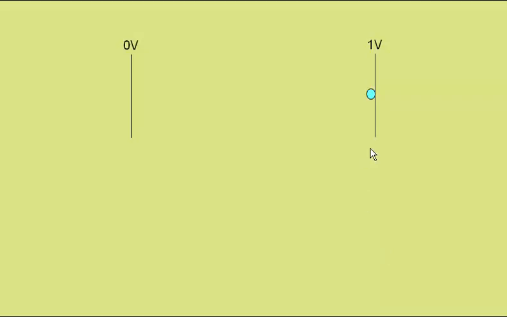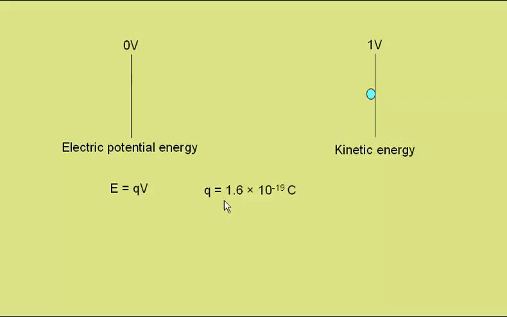So here, just before it hit the plate, it would have had kinetic energy. It was moving. Therefore here it must have had electric potential energy, given by energy E is equal to charge Q times potential difference V. Now Q in this case is just the charge on the electron. I've missed off the negative sign here, as it's just the magnitude we're interested in, of 1.6 times 10 to the minus 19 coulombs. V, the potential difference, is just 1 volt in this case.